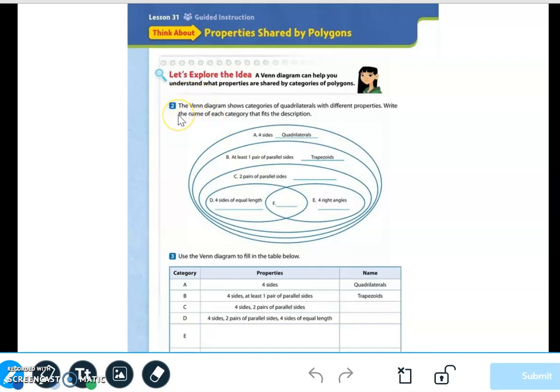Question 2 says, the Venn diagram shows categories of quadrilaterals with different properties. Write the name of each category that fits the description. We already see that for 4 sides, it's our quadrilaterals. B, at least one pair of parallel sides, that's going to be our trapezoid. C, 2 pairs of parallel sides, we need to answer this, D, E, and F. Also, let's fill in our chart here.